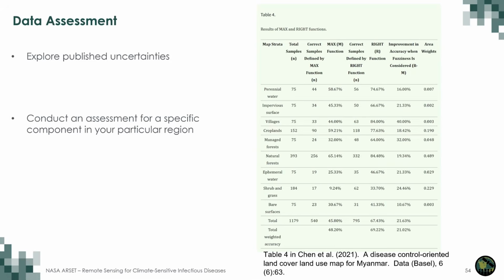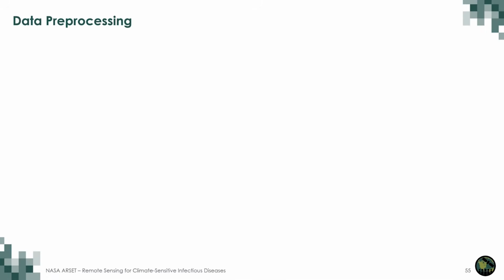So conduct an assessment for a specific component. If you need just croplands, look at just croplands. If you need just logging concessions, look just at logging concessions. So look for a specific component in your particular region. And you can do visual assessment. There is nothing wrong with starting there.